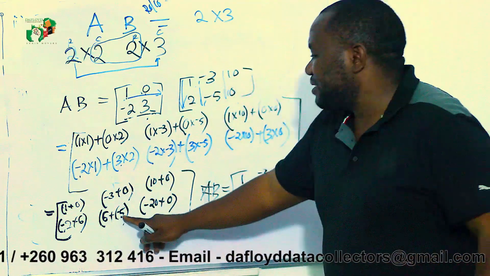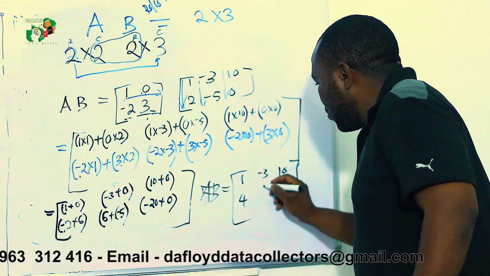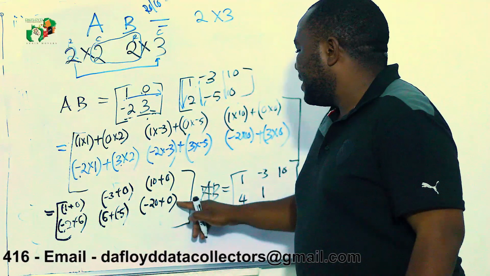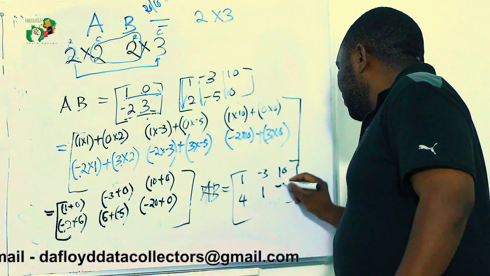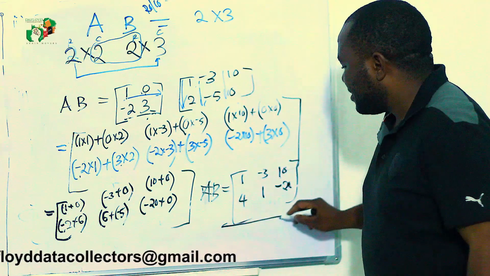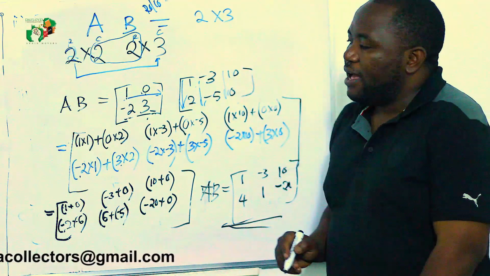So 6 plus negative 5, the answer will be 1. 20 plus 0, the answer will be negative 20. So this will be our answer.